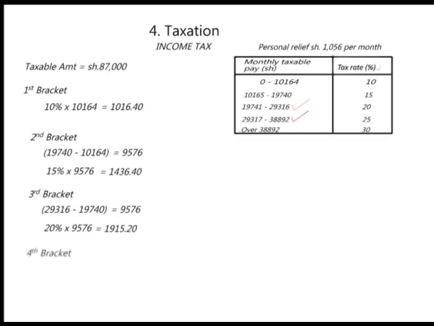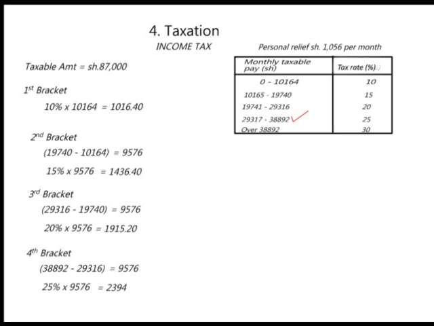And then we move to the fourth bracket. This we tax all amounts from 29,317 to 38,892. We subtract 38,892 minus 29,316 will give us again 9,576. 25% of this is equal to 2,394.